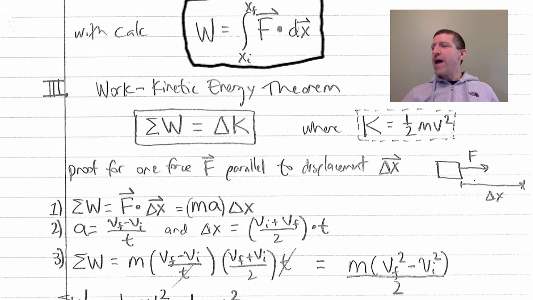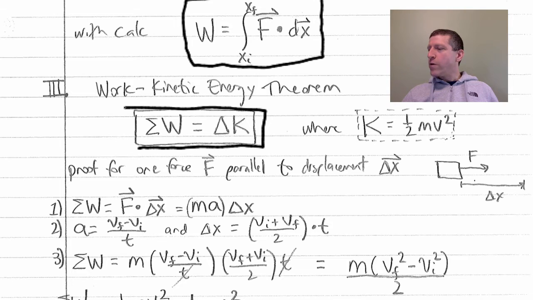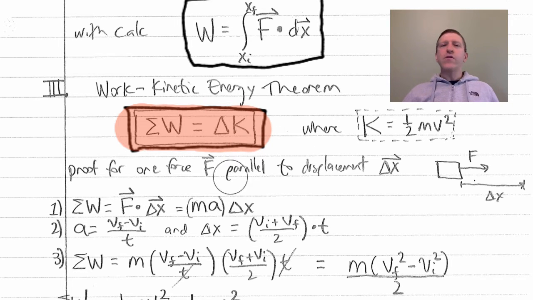In fact, that gives us what is called our work-kinetic energy theorem. And that is this right here. The work-kinetic energy theorem is this. The net work done on a system will be the change of kinetic energy of that system. So, if you're doing work on something, its kinetic energy will change. And kinetic energy, what is kinetic energy? Well, it's energy of motion. So if something is in motion, it has kinetic energy.